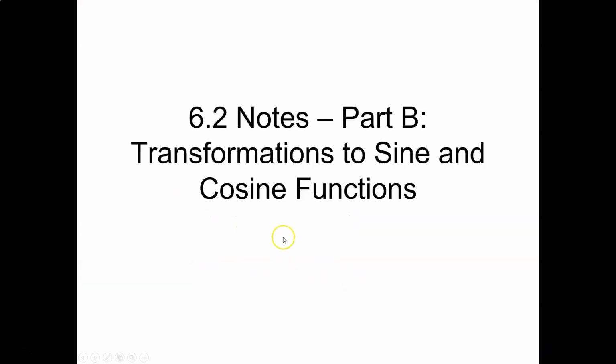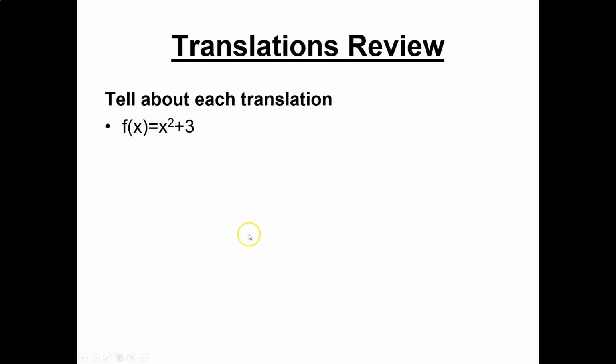All right, so transformations to sine and cosine functions. The cool thing I think about transformations is that they work the same no matter what function you start with. So if we need to move something up, we can put a +2 on the end and it'll move it up 2. If we want to move something to the right, we can put a -4 inside and it'll move it to the right 4. So all of that still applies with trig functions. It's going to have a few things that have different names when we're dealing with trig functions.